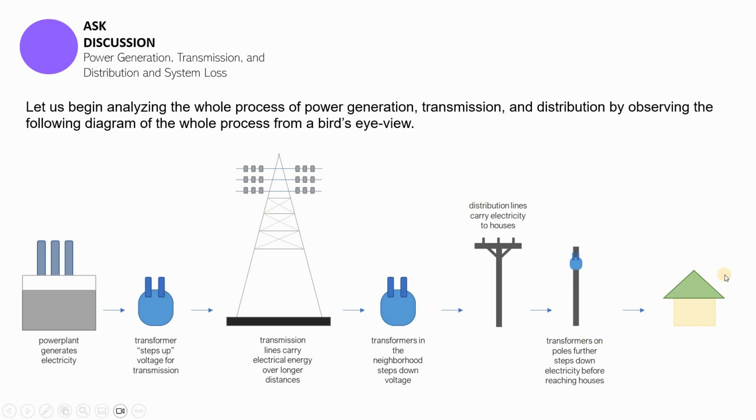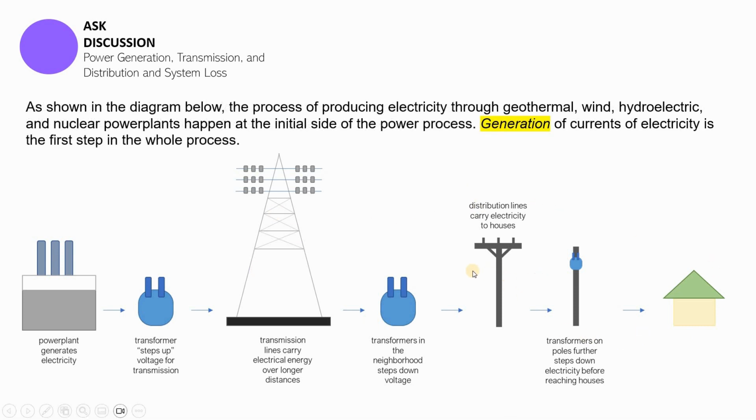So this is the bird's eye view of the entire process. And as shown in the diagram, the process of producing electricity through, say for instance, geothermal, wind, electric, and nuclear power plants happen first, sa may bandang unang part ng process. The generation of currents of electricity is actually the first step in the entire process.